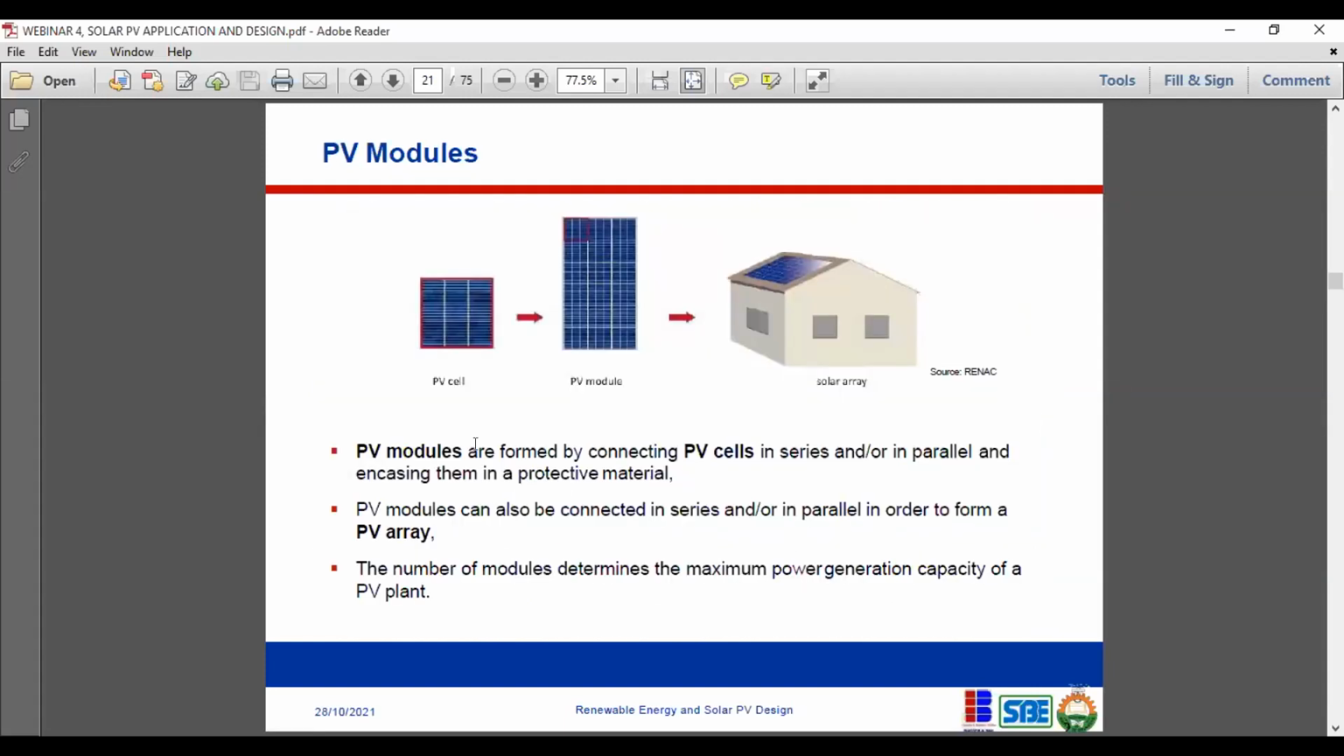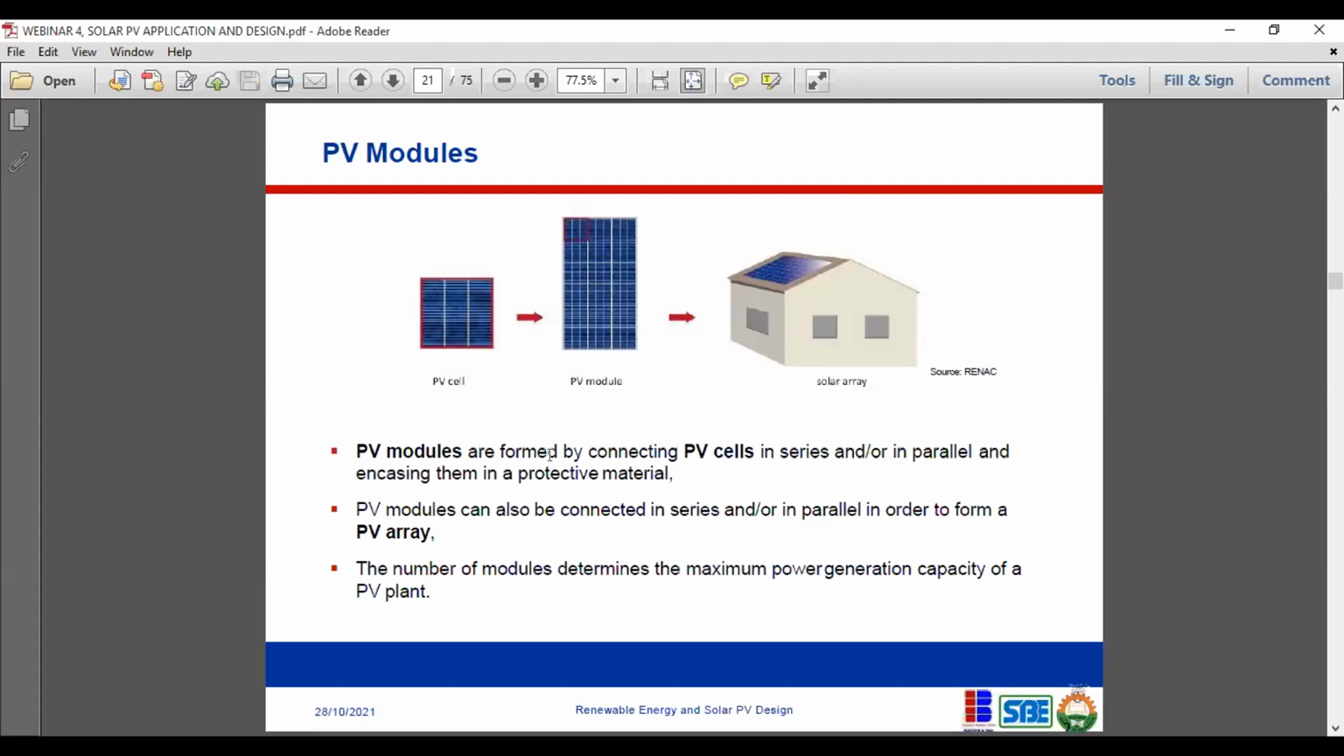So let us look at the arrangement of the modules of the cells. Every PV module that you see in the market is a combination of PV cells. So this box you're seeing here is a PV cell. Every module is a combination of several of these cells, and that is what we call a PV module. When you now arrange these modules in a project, it becomes an array, a solar array. So let us understand some of these terminologies: PV cell, PV module, and PV array.